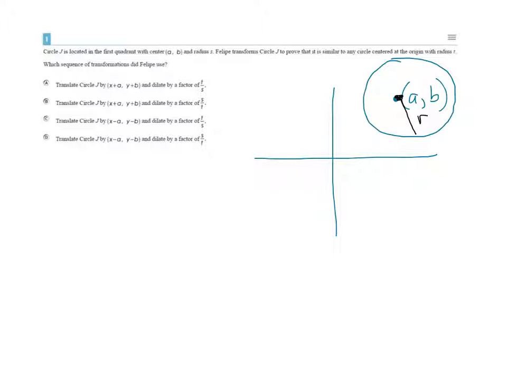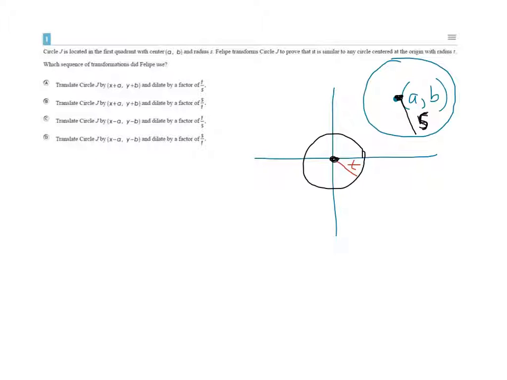We want to prove that this circle is similar. Remember, similar means same shape, different size, to any circle centered at the origin with a radius t. So we have another circle at the origin. Pardon me, this problem says radius s, so this should be s, not r. Sorry about that. So we have another circle at the origin, and it can be bigger or smaller. I'll draw it smaller, and this has a radius of t.